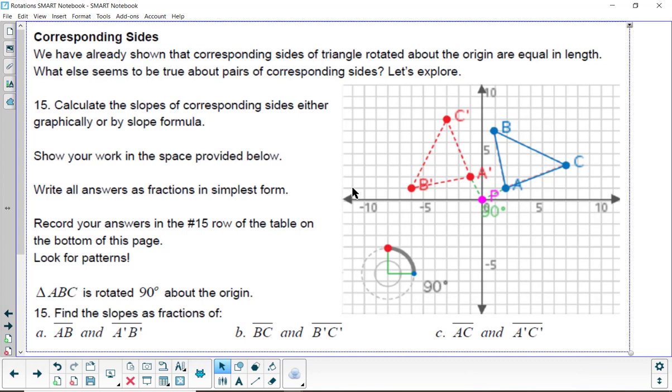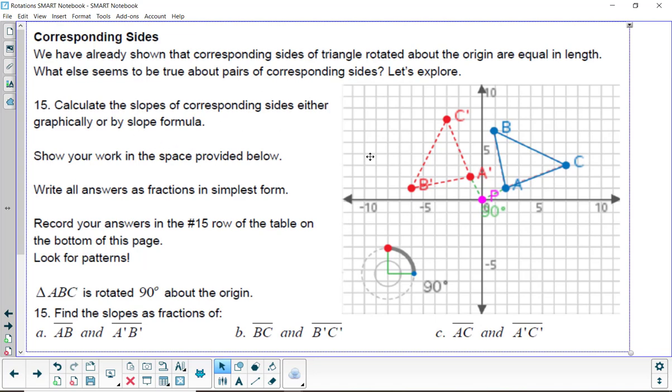So let's return to the PDF. This is on page 5, number 15. And it says we already showed that corresponding sides of triangles rotated about the origin are equal in length. What else seems to be true about the pairs of corresponding sides? And we're going to explore that.